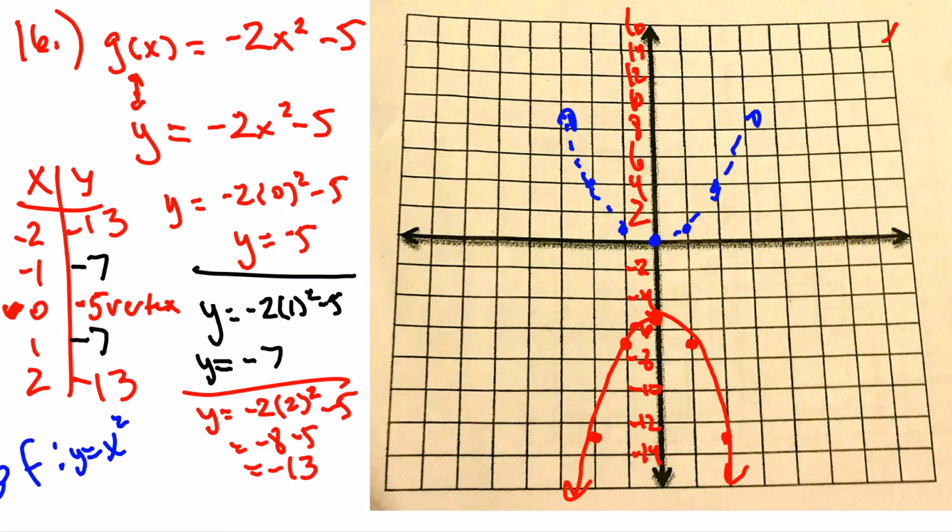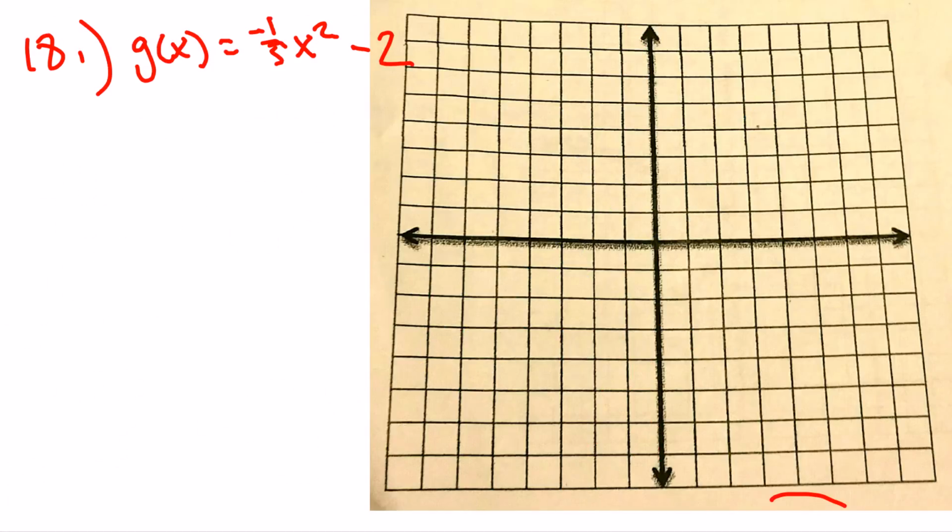So what I'm going to say is the new graph, it's flipped. It is skinnier. It is down 5 units. So there's 3 things that changed on this graph. And that's it for 16.